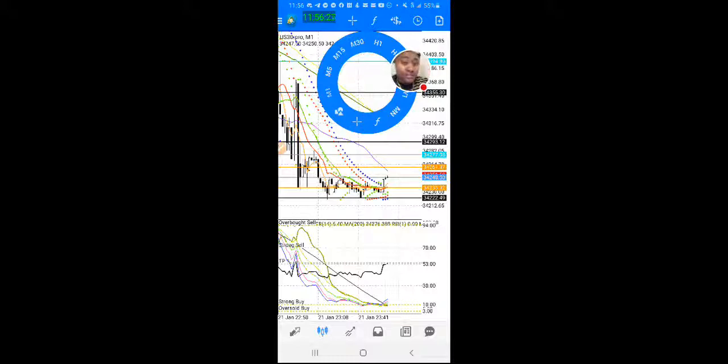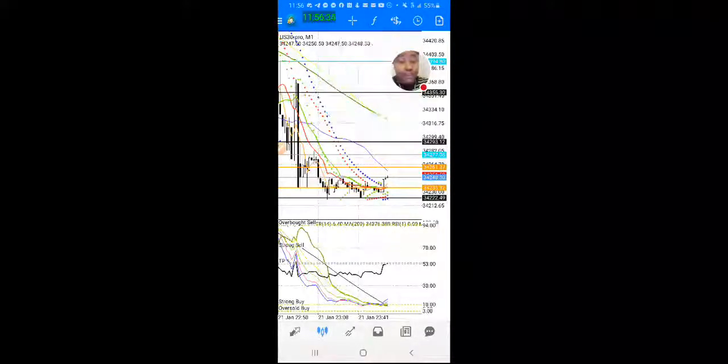Execute a sniper entry with TuPar 3.0 strategy. And this can work on any pair. However, I killed the game with US30, and I hope that you can too.